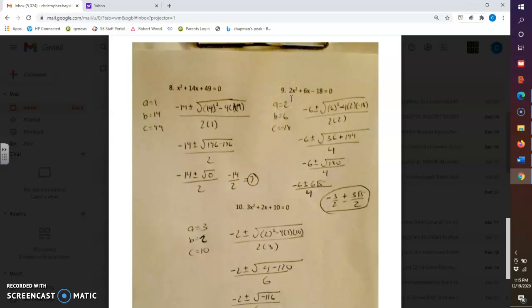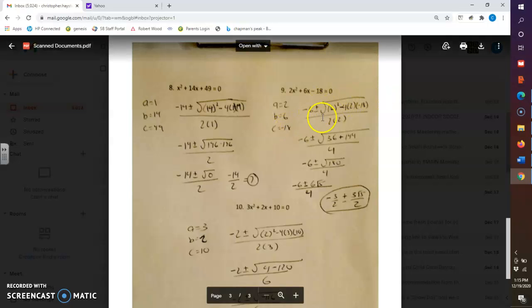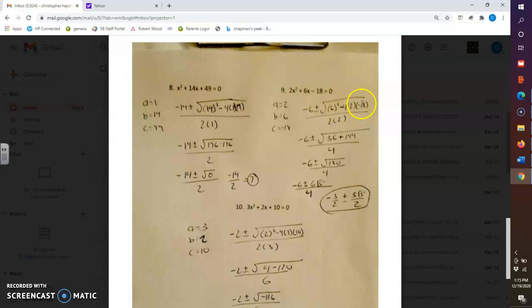Number 9, A is 2, B is 6, C is negative 18. We have negative 6 plus or minus the square root of 6 squared minus 4 times 2 times negative 18 over 2 times 2. Negative 6 plus or minus the square root of 36 plus 144. The double negative makes it positive, so we end up with a root 180 here. Root 180 simplifies to 6 root 5.